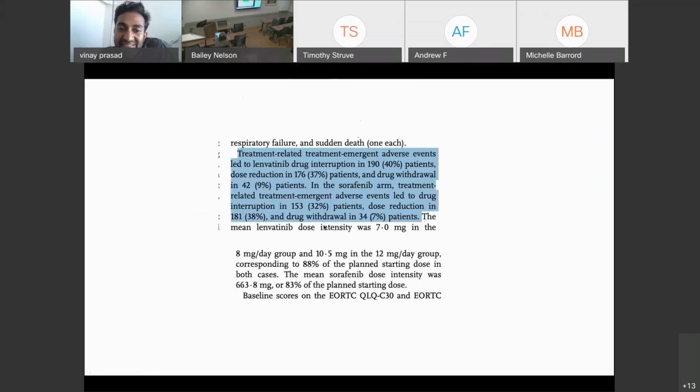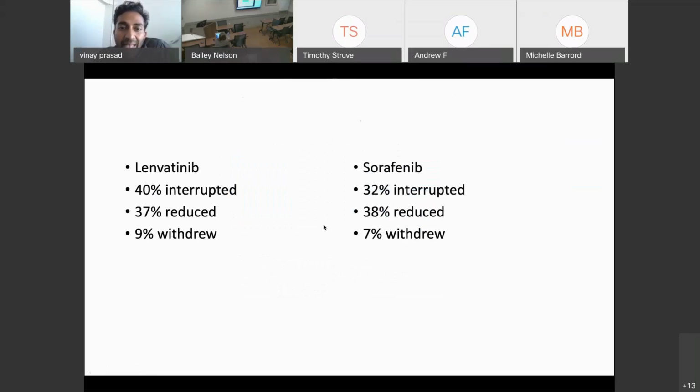Treatment-related adverse events, I think, were a little bit worse in the sorafenib arm. I pulled this information out because I think there's an interesting story here. When it comes to taking lenvatinib and sorafenib, I told you about per protocol and why that's important. It'll play a role here. 40% of people stop the dose here, 32% stop here, 37% reduce the dose here, 38% reduce the dose here, 9% quit, 7% quit.